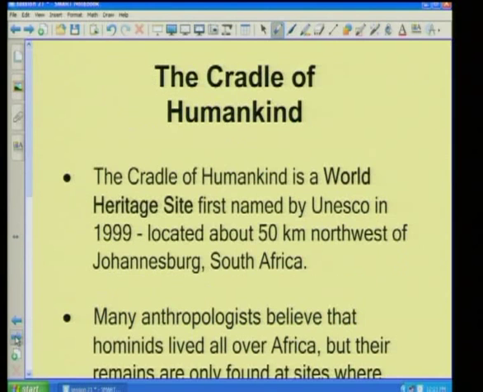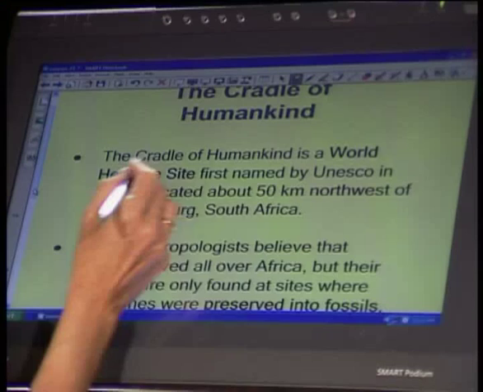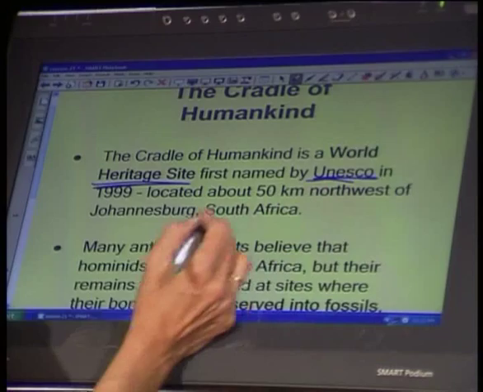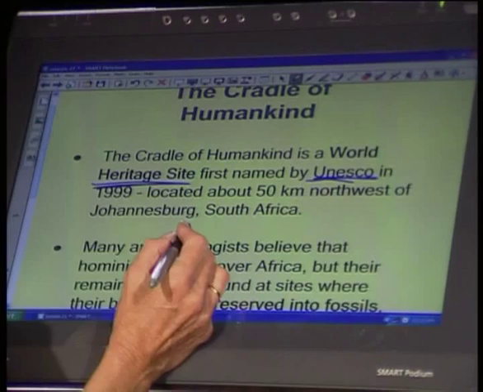Okay, Cradle of Humankind. The Cradle of Humankind is a World Heritage Site, and it was first named by UNESCO. You need to know this. And it's located in the Northwest Province. It's very close to Joburg. It's only 50 k's outside Joburg.